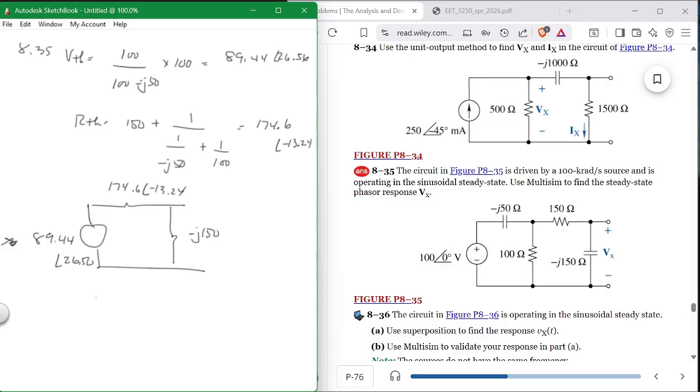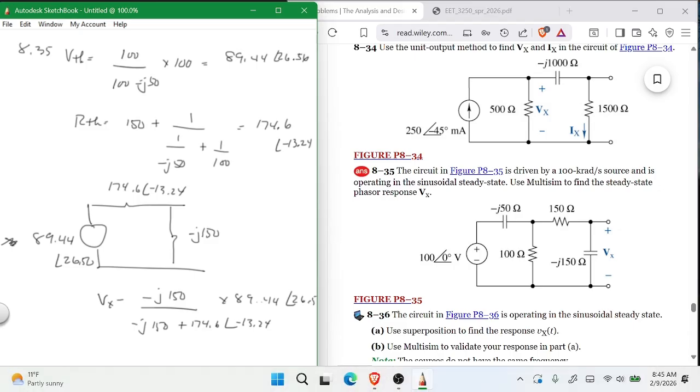So Vx is equal to minus j150 over, and you say, can you mix polar and rectangular? In this calculator, you can. Okay, so it is minus j150 plus 174.6 at angle minus 13.24, the whole thing times 89.44 at angle 26.56. All right, so put that in there and see what you come up with.